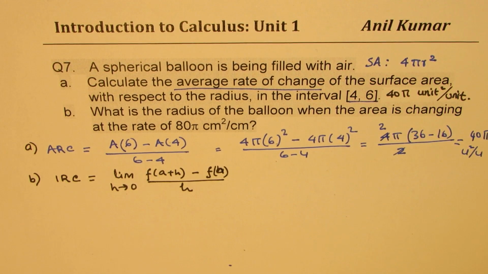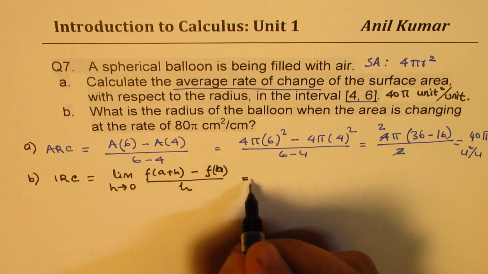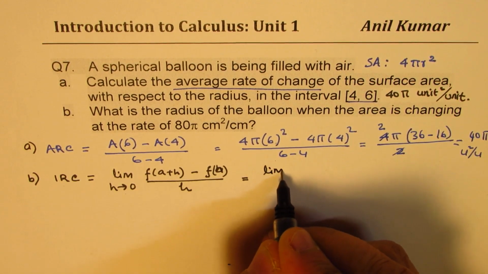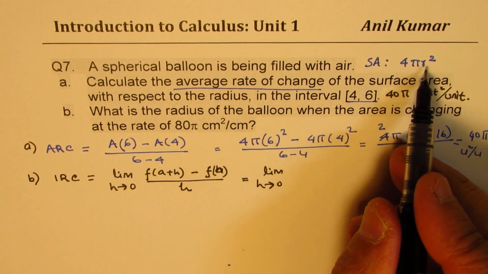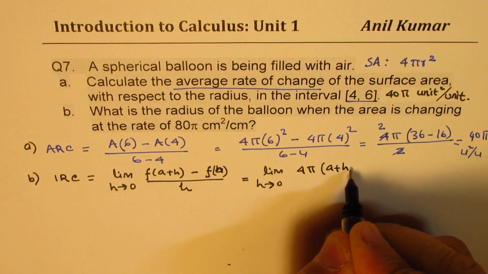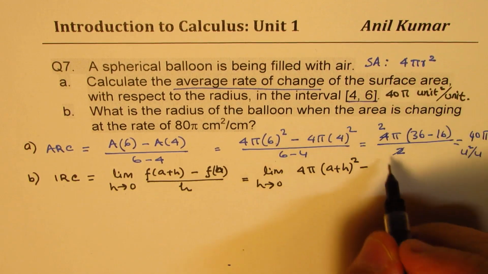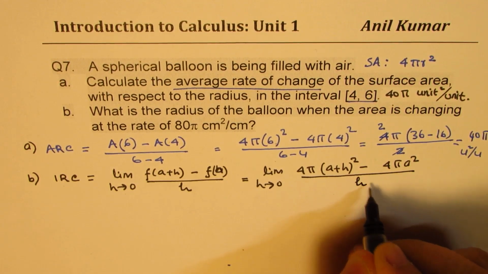That is what instantaneous rate of change is. Now in our case, we are given the instantaneous rate of change. We need to find the value of a, right? That is the equation. We need to find what a is, correct? So let's try to figure this out. So we know this is limit h approaches 0. So writing a plus h for r, that is the variable, we get 4 pi a plus h whole square minus 4 pi a square, correct, over h. That is what you get.